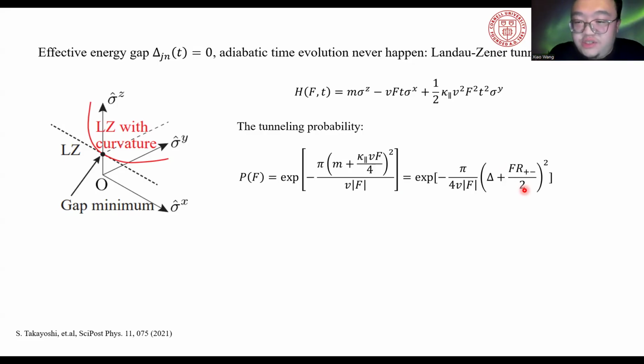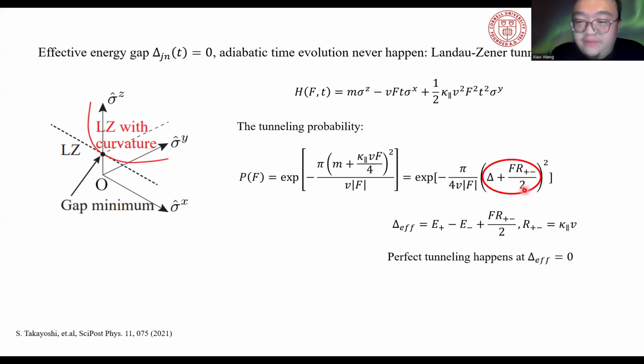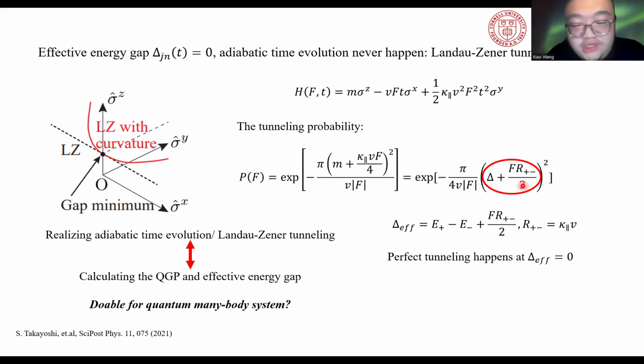And if you then solve the effective energy gap of this system, you will find that this Δ plus minus over 2 is exactly the effective energy gap of the two-dimensional quantum system. So this suggests two things.